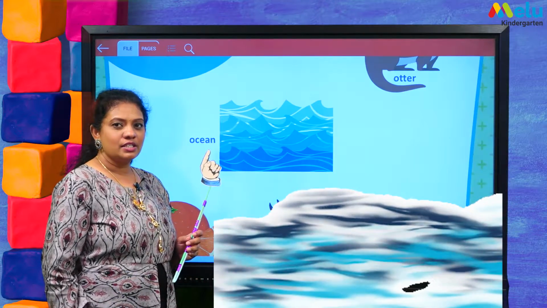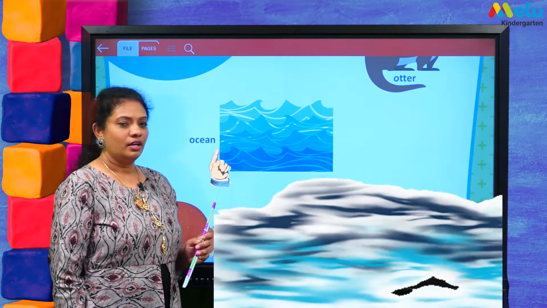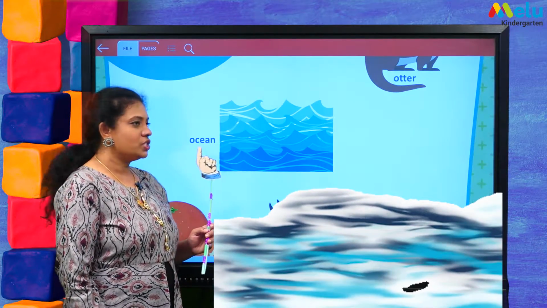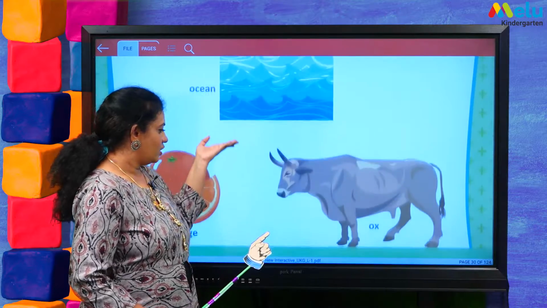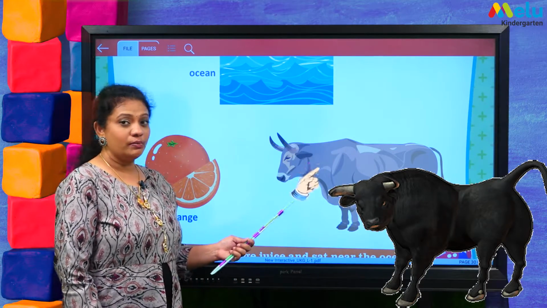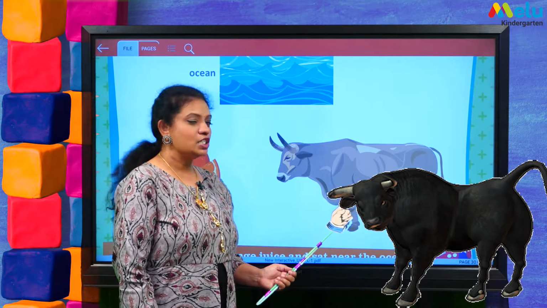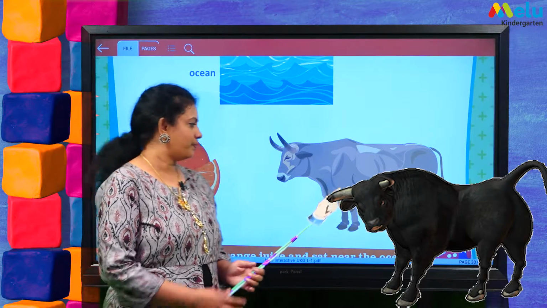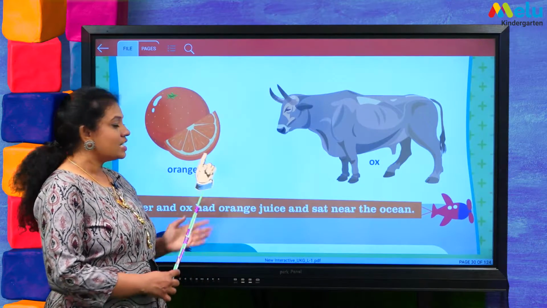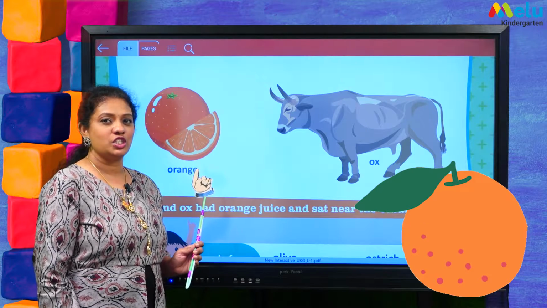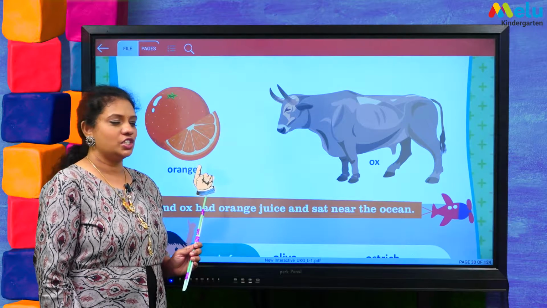What is this? Ocean. It is a large water body, children. What is this? It is also an animal. I think everybody has seen this. It is ox. This is ox. And what is this fruit? Yes, it is orange.